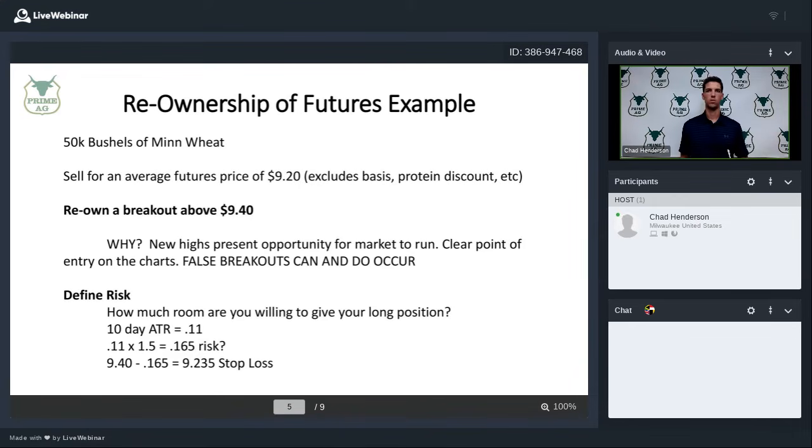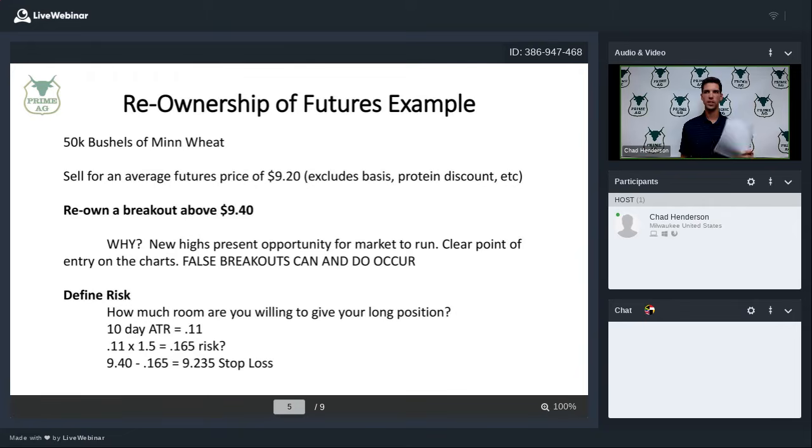Okay, and then we say, why would you own a breakout above 9.40? Well, new highs obviously present an opportunity for the market to run. We cleared a resistance zone. Price could certainly be searching for that next resistance. Sellers are out of the market, things of that nature. We saw that in corn and beans last year. The farmer, who's a natural seller, got overextended basically to the short side. They sold out of physical bushels pretty early. Funds were able to run this market higher without much of a natural seller to step in.